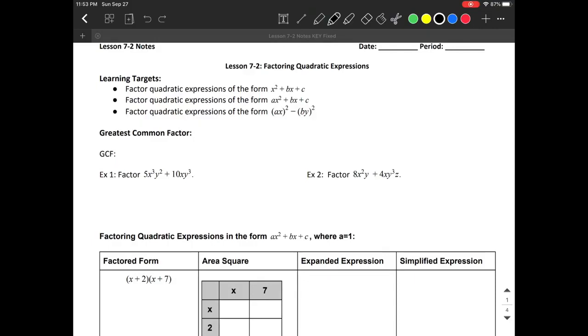Greatest common factor, or GCF, you should remember, is the greatest factor that every term has in common. So it's exactly what it sounds like. It's the greatest factor that every term has in common. And this is the thing that you always want to look at first. So you always want to look for the GCF first and pull that out before you do anything else.